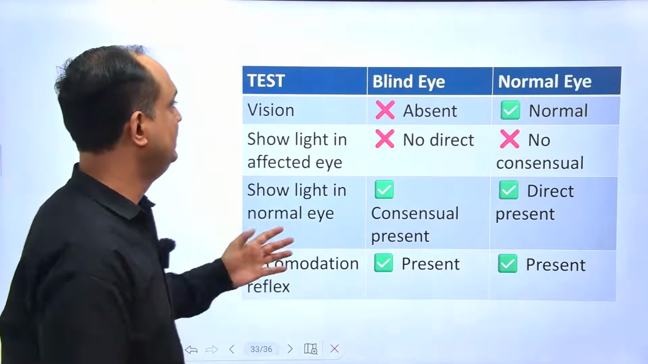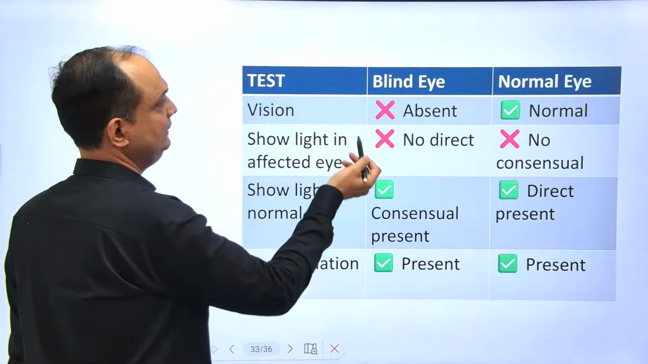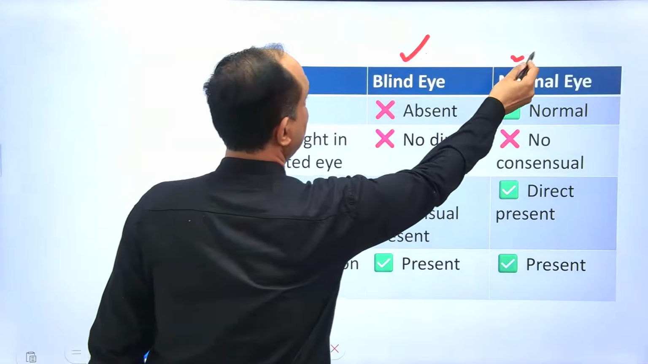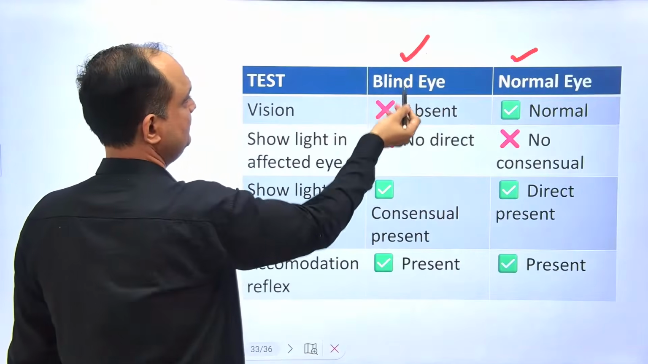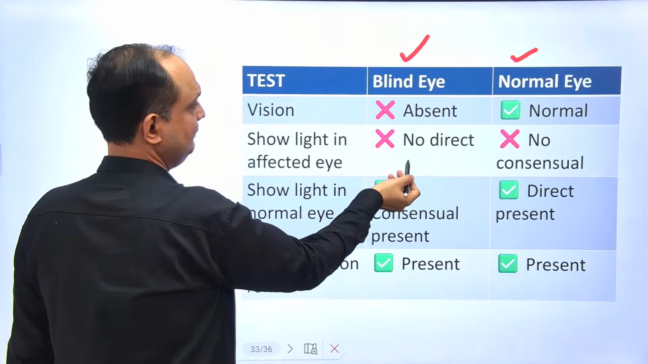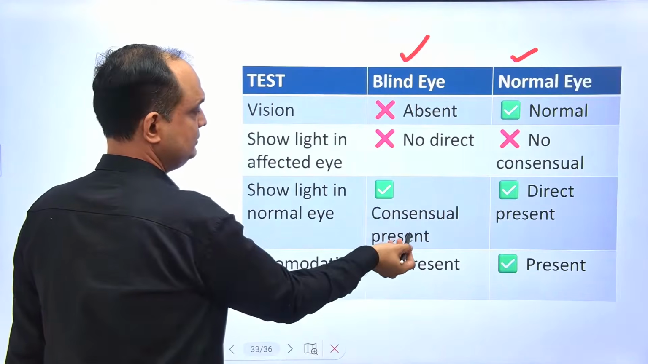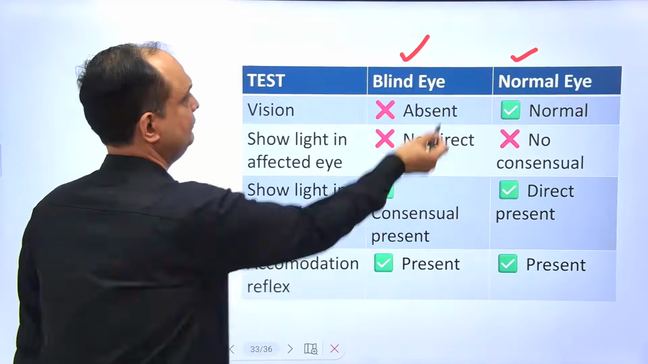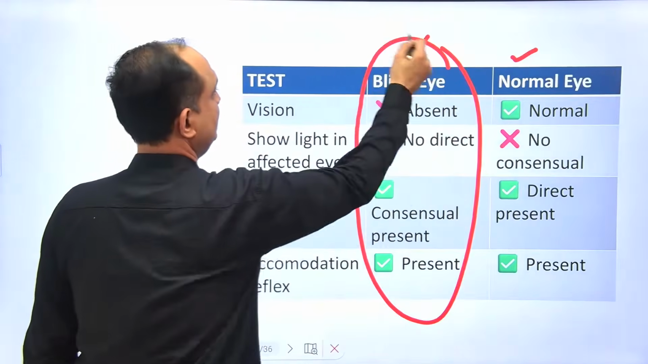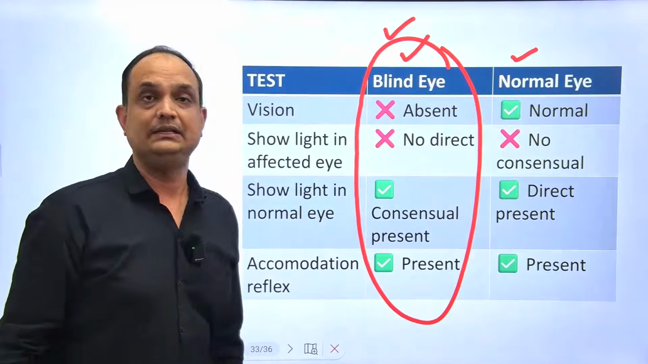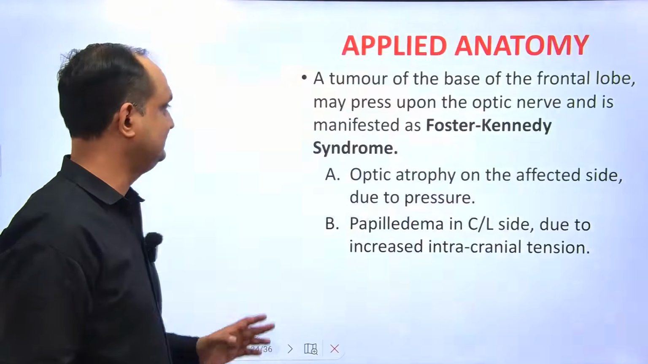Now, this is the chart. If you want to see the comparison of a blind eye and one normal eye, what will be the effect? Vision is obviously absent in the blind eye, the direct light reflex is absent, the consensual reflex is present, and the accommodation reflex is present. So this table is important to understand this concept. Now we'll move to the next slide.